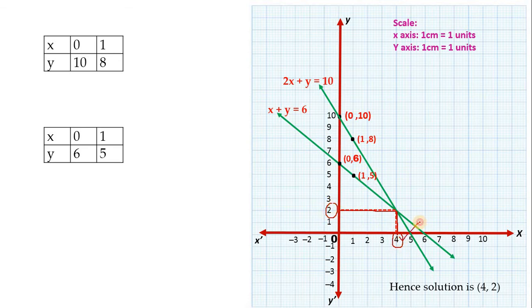Therefore, x value is how much? 4. Y value is how much? 2. These are the answers of the equations. Hence, the solution is (4, 2).